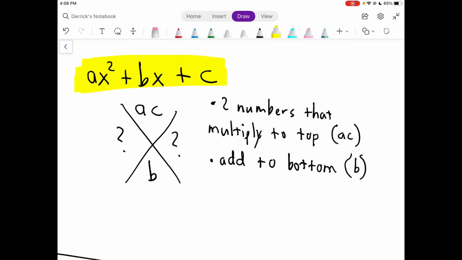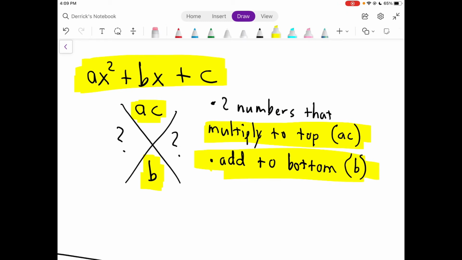What we want to do is we're going to set up this X method, which is a way of organizing the information I just said before. We're going to take A times C, meaning your first and last number, and we're going to put that in the top of our X. Then we're going to take our B value and put it in the bottom slot of the X. What we're interested in is finding the two side numbers, and those are going to be the numbers that we use to build our factors. Those two numbers need to multiply to A times C, the number in the top of your X, and add to B, the number in the bottom of your X.